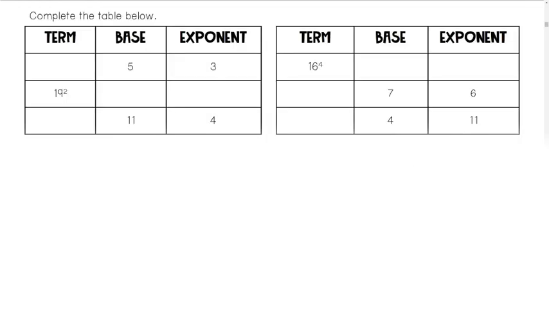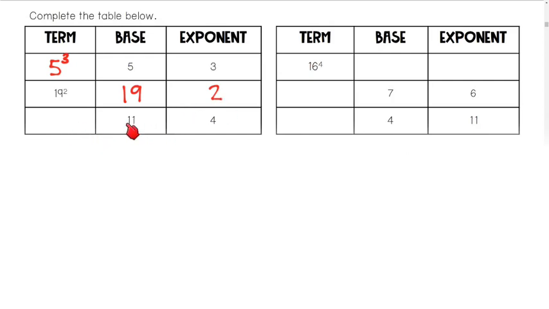Alright, completing this table, we have some information, and we're going to take that information and complete that based off of what we're missing. So if we want to know what the term is, we look at the base and the exponent, and the base is 5 and the exponent is 3. That means our term is going to be 5 to the 3rd power. Now if our term is 19 to the 2nd power, that means our base is going to be 19 and our exponent is going to be 2.